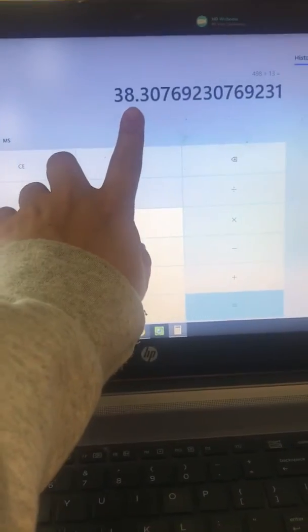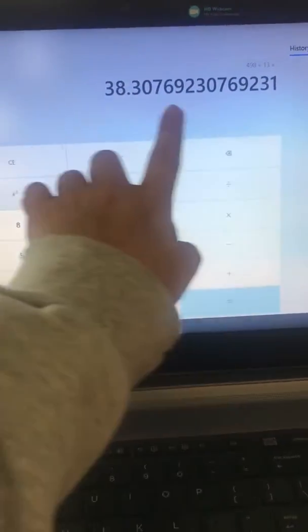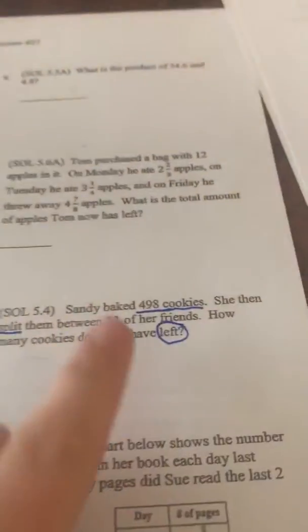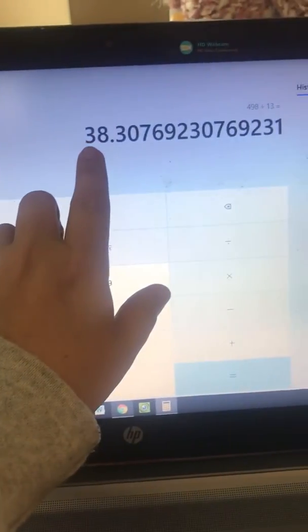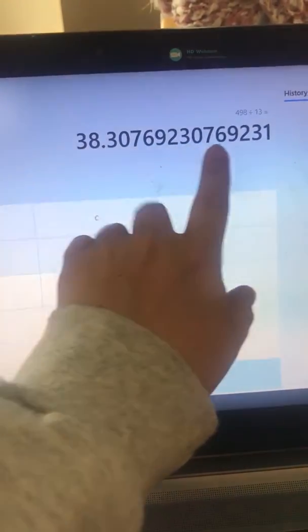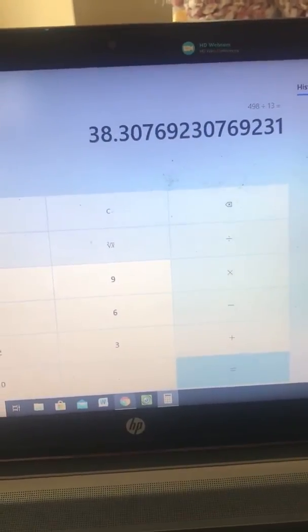Okay, so if you use the calculator, I want to show you something for a second. If you take 498 cookies and you divide them by 13 of her friends, you get 38 cookies and this long decimal. Okay, now it says, how many does she have left? Well, it looks like the friends are going to get 38 cookies and then this fraction and decimal is here. Does that tell me how many cookies that she has left over?